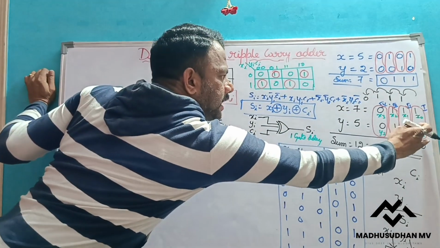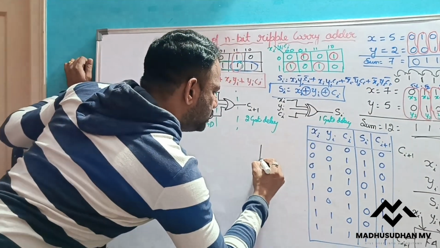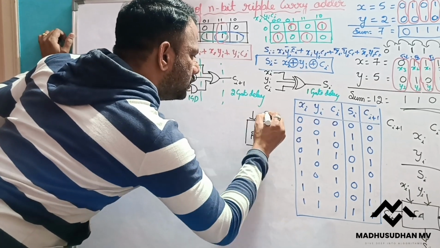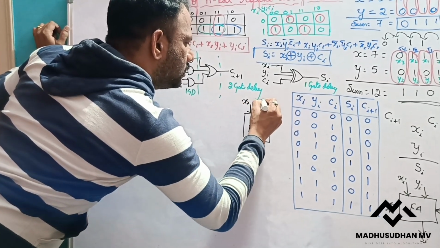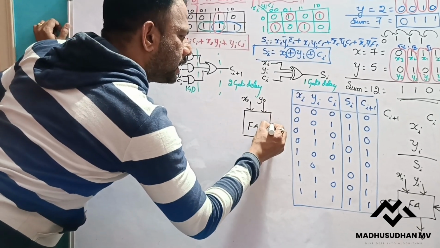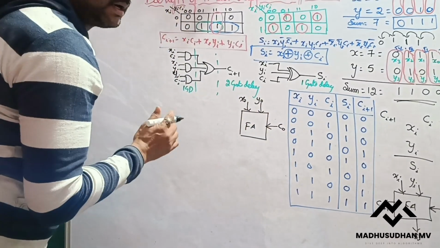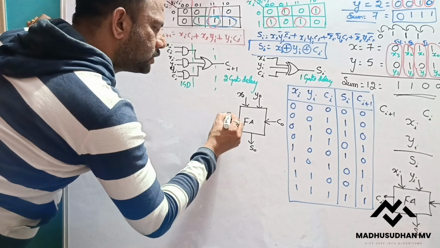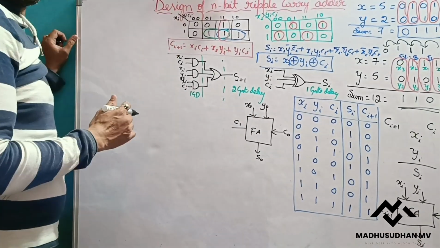So to add this stage, I need one full adder. So this is my one full adder. To add what? x0, y0, and I am taking initial carry 0, that is c0, and it produces what? s0, and it generates what? c1 to the next stage.